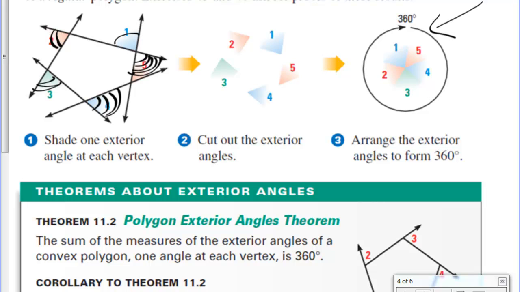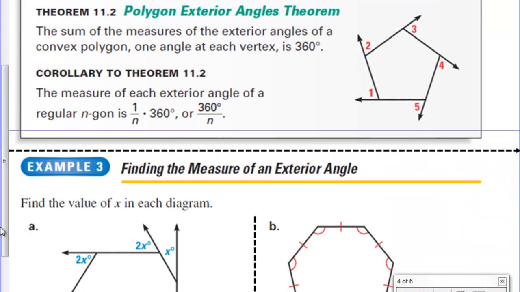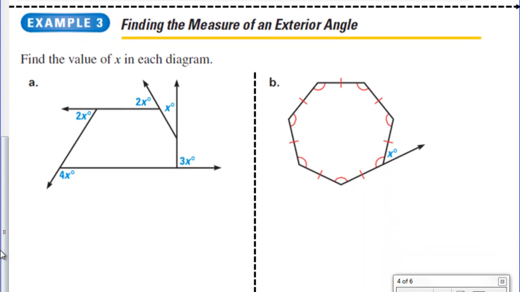Okay, so from this we can use this theorem, theorem 11.2, polygon exterior angles theorem. And it basically says that the sum of the exterior angles of a convex polygon will be 360 degrees. So how do you find the measurement of each? Well, if it's a regular polygon, meaning the sides are congruent, we can use this expression, 360 divided by n. Only if it's a regular n-gon.